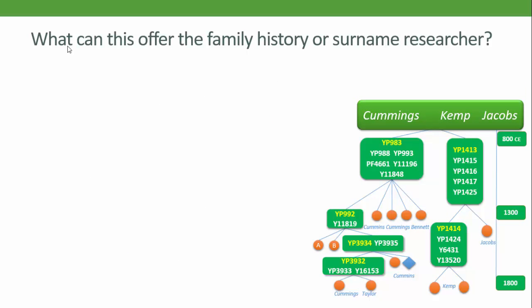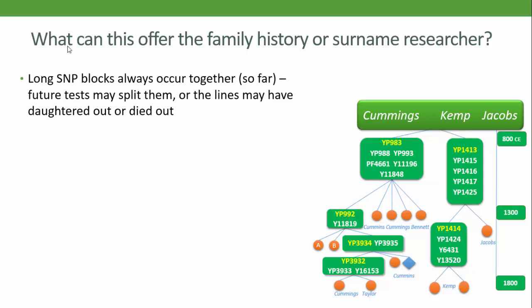and with their associated surnames Kemp and Jacobs. And if we look at this tree, we can see that many of the SNPs come in blocks together. Here, for example. And these blocks of SNPs always seem to occur together with each other. Each of them, in fact, must have appeared in different generations. But the many descendant lines have then died out, or maybe they've daughtered out, or maybe they just haven't tested yet. So maybe one day future tests might split these blocks up into a more complex tree, but SNP blocks have become part of the scene since Big Y.